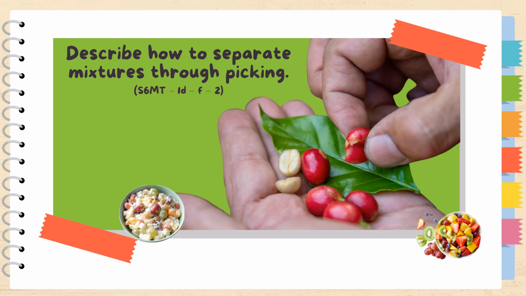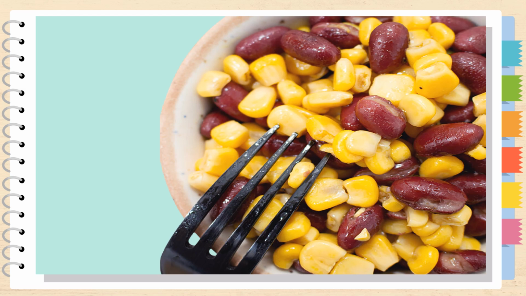Good day everyone. Our task for today is to describe how to separate mixtures using hand picking. We have here picture A. What does it contain? Okay, very good. Beans and corns. How can we separate beans from corns? Okay, very good. We can use our hands to separate the beans from the corns.